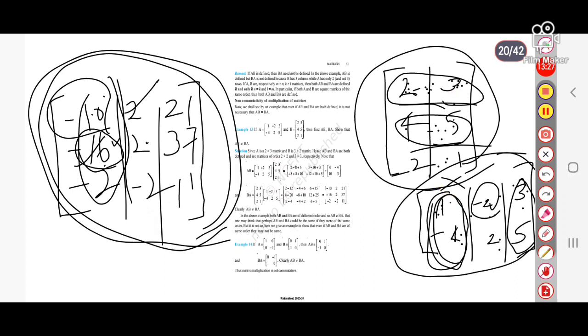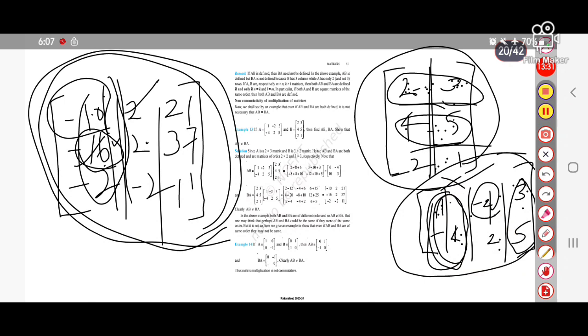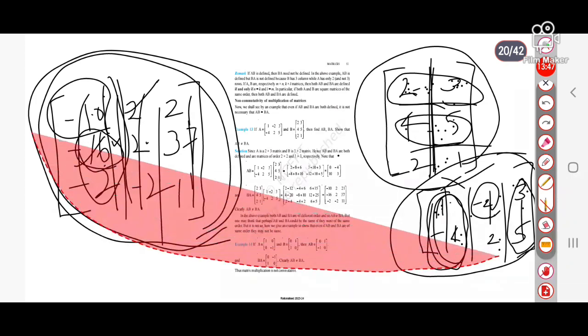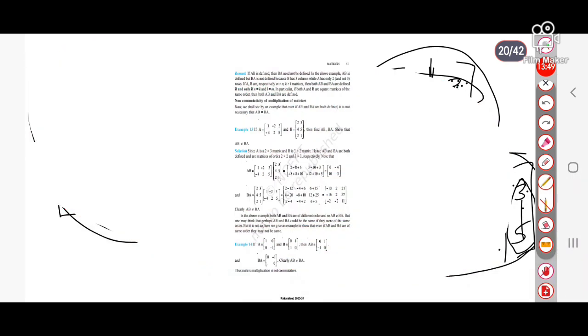This full row with the first column will give the first column, this full row with the second column will give the second column, and this full row with the third column will give the third column. In this way we can arrive at the answer for the multiplication of a 2 cross 3 and a 3 cross 2 matrix, right? Yes. So this is example 12, oh I'm sorry, example 13 in your textbook.